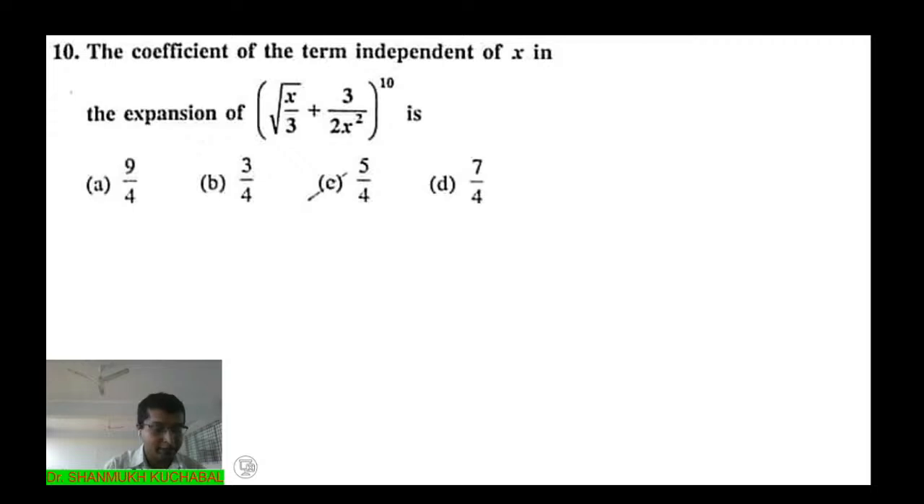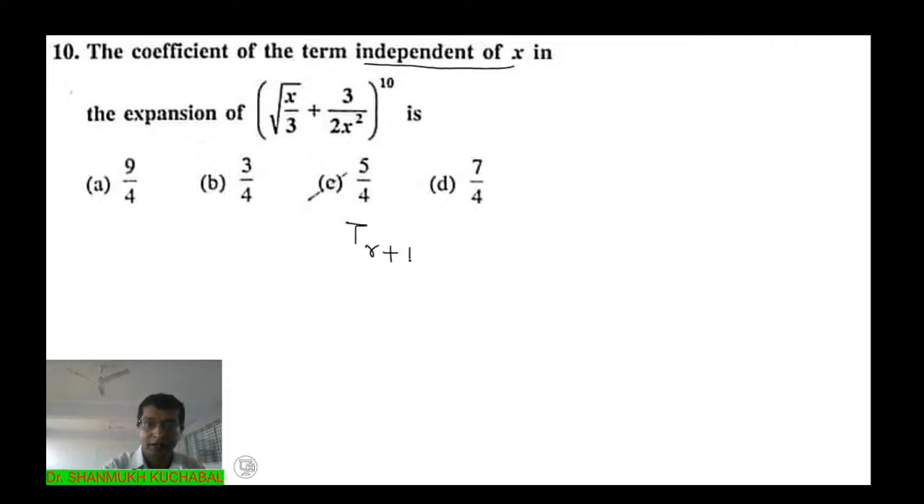So for the independent term, first we have to write the general formula. In the general formula, we take the x power. It is independent of x, that means the coefficient of x, we have to equate to 0. If we simplify, we get an r value. That r value we substitute again, and we will get the independent term. Okay. So now in the general formula, we will substitute all these values.